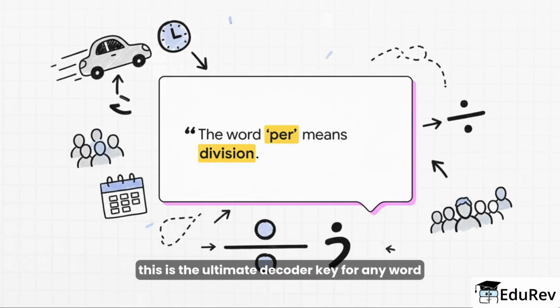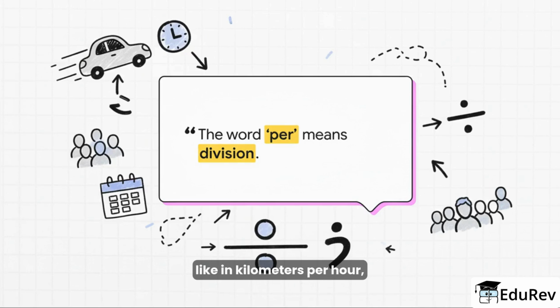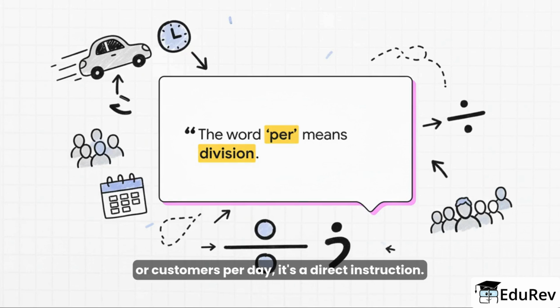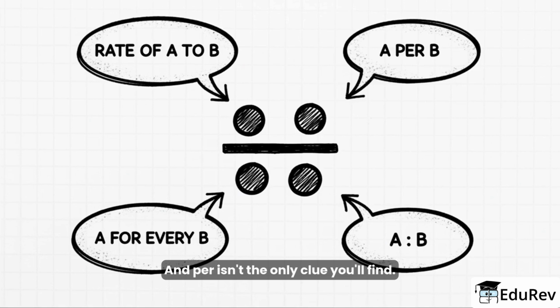This right here is the ultimate decoder key for any word problem. Whenever you see the word per, like in kilometers per hour or customers per day, it's a direct instruction. It's screaming at you to divide. So that's kilometers divided by hours, customers divided by days. It's that simple.